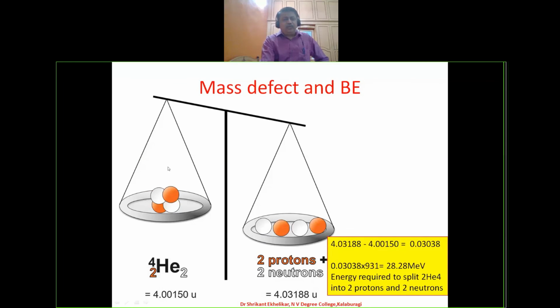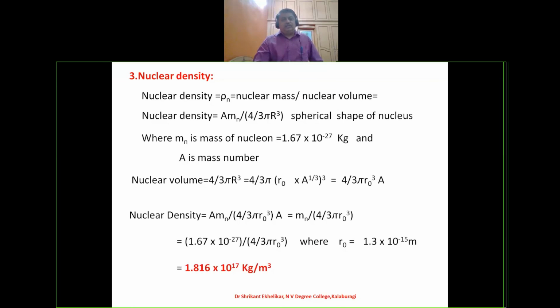And when we weigh them together, the mass of protons and neutrons is less than when separately weighed. So this is mass defect. It means some mass is lost in keeping the nucleons together, and it appears as binding energy, which we'll see in the next class, that is binding energy, nuclear density and the nuclear binding energy curve. These properties we'll be studying in tomorrow's class.